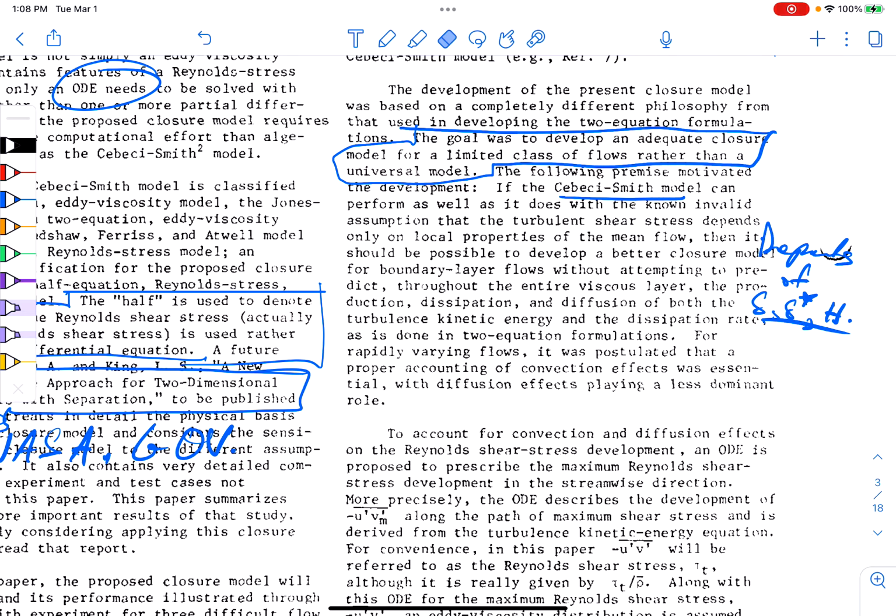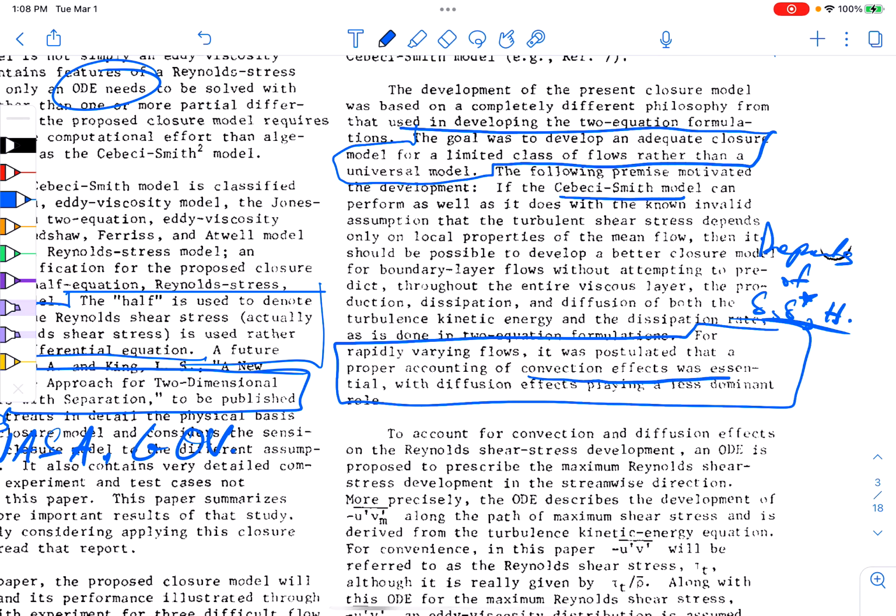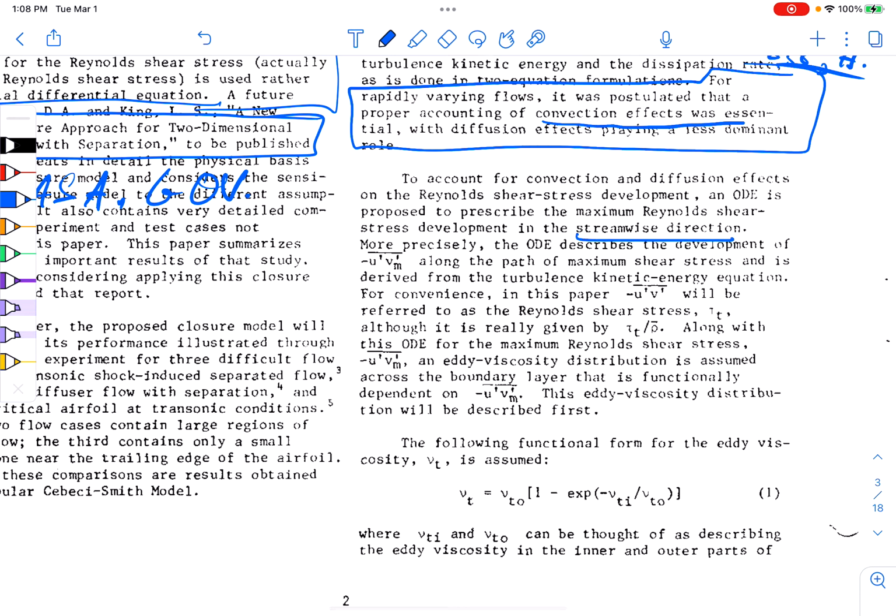And in their model, what really drove the work and probably got their time funded was this statement here. It was postulated that a proper accounting for the convective effects was essential with diffraction effects in the flows. And in here, they want to focus on the streamwise direction of this quantity U prime V prime at M. Now, M is that intermediate location. So that's the location where the maximum Reynolds stress will occur in the boundary layer at any streamwise location.